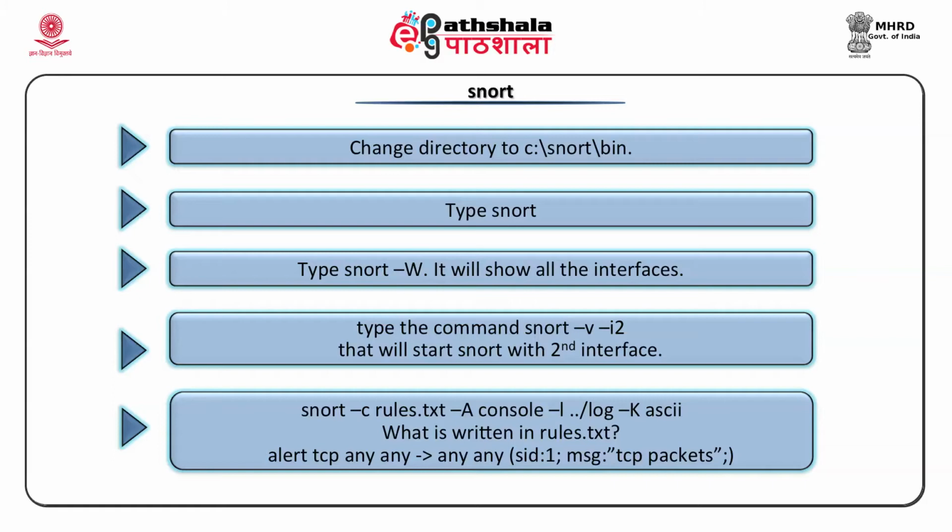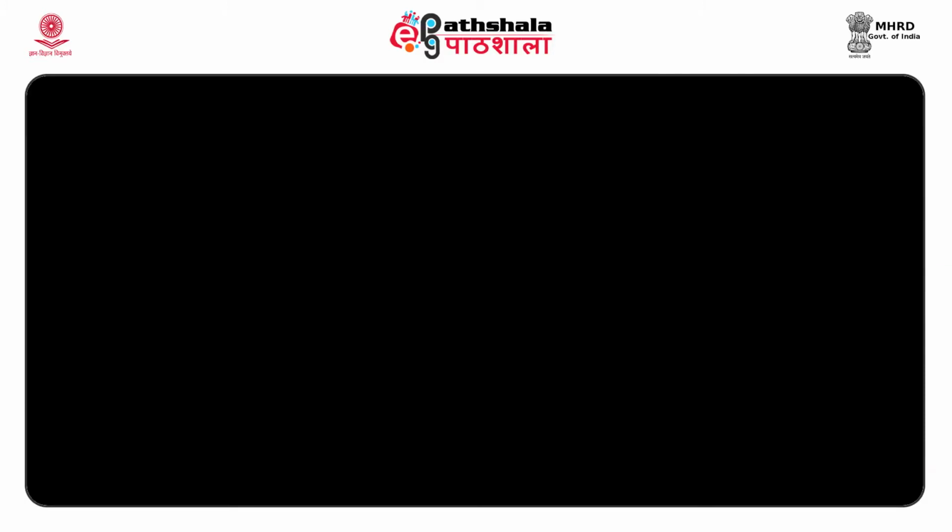What do we have written in the rule file? alert tcp any any -> any any (sid:1; msg:"TCP packets"). Just to give a brief idea before we go into the detail, it says alert on which protocol? TCP. The any says source IP is any, source port is any. On the right side it says destination IP is any and destination port is any. Then it says SID, the sequence ID of the rule, is 1, and the message says it is a TCP packet.